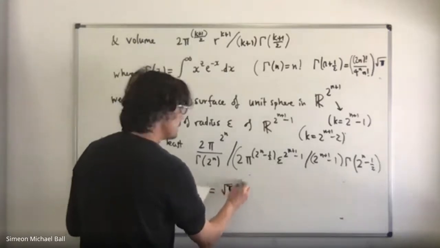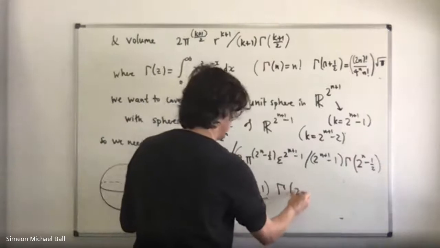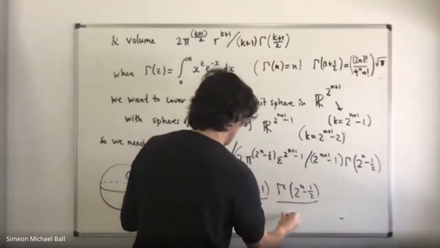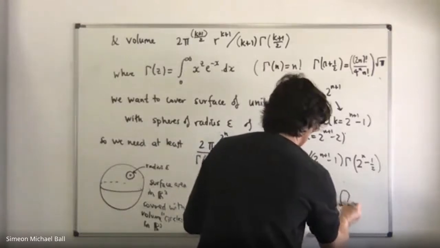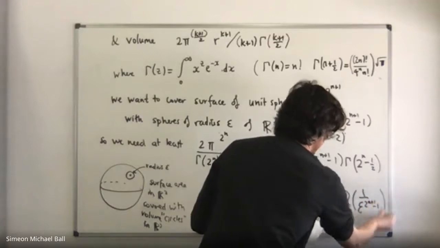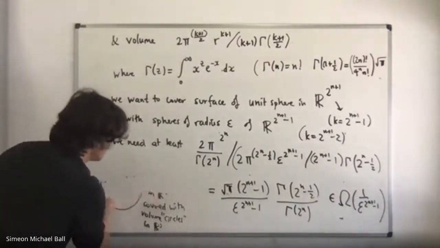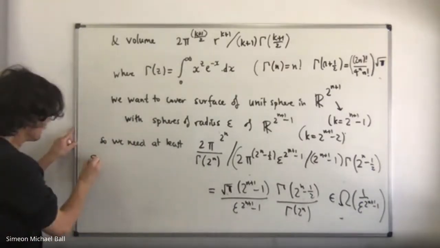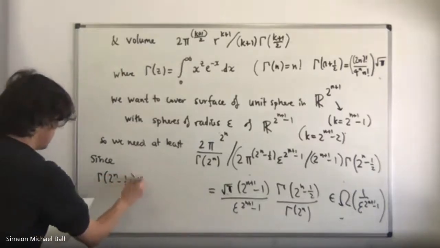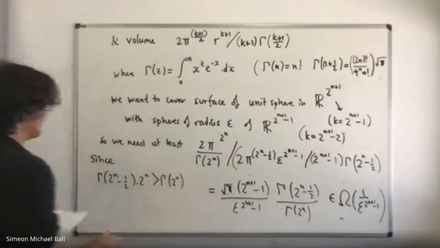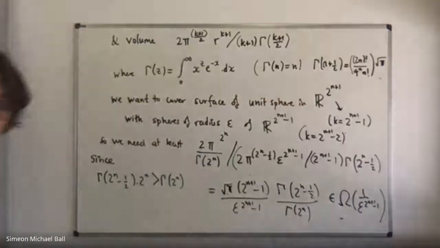square root of pi. This 2 to the n plus 1 minus 1 comes on top. This is below, this epsilon 2 to the n plus 1 minus 1. And here I have, this comes on top, this upper gamma is still below. And this is big omega of 1 over epsilon to the 2 to the n minus 1, since, and this is just something you can check, that this gamma 2 to the n minus a half times 2 to the n is bigger than gamma of 2 to the n. Okay, that's just some property of the gamma function, which we can check from these formulas here, if you'd like to.